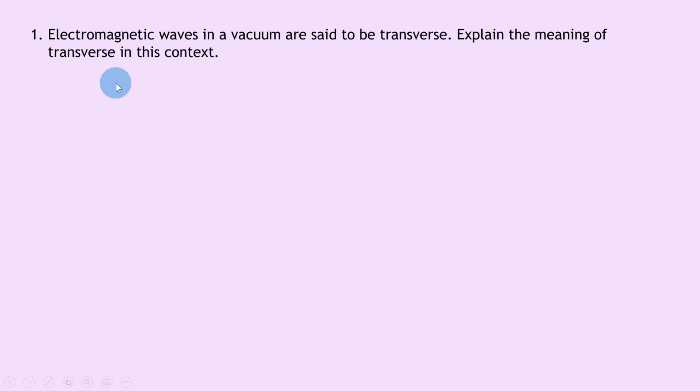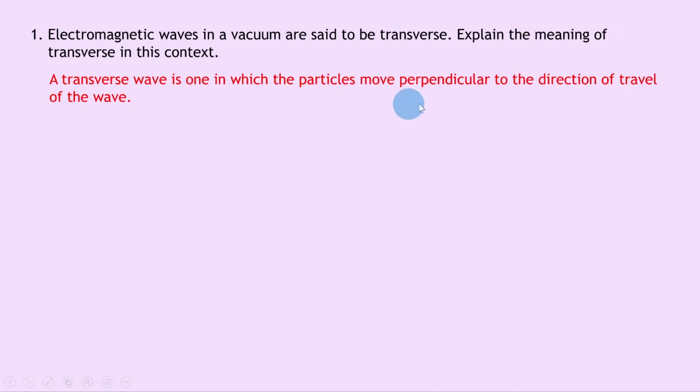So let's get started. Question 1 says that electromagnetic waves in a vacuum are said to be transverse. Explain the meaning of transverse in this context. Well, this is a bit of a reminder from National 5 physics, where there are 2 types of waves, known as longitudinal waves and transverse waves. And a transverse wave is one in which the particles move perpendicular to the direction of travel of the wave.